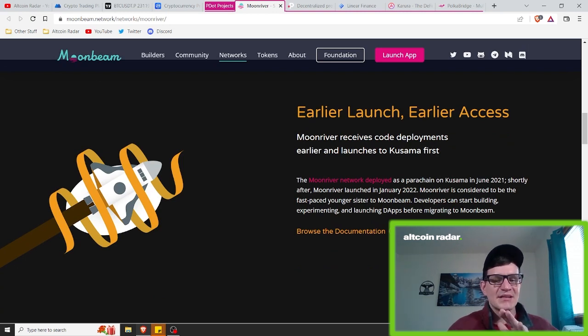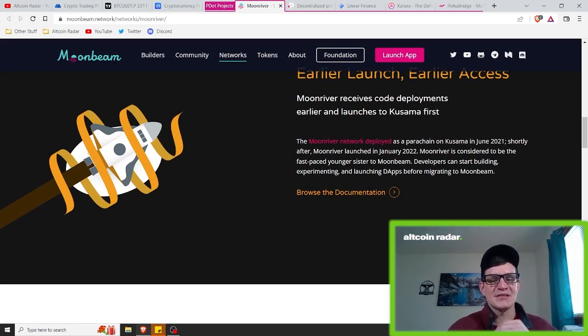Now, this might sound kind of confusing to some people, but Moon River is intended to function as the canary network for Moonbeam on Polkadot. And if you're not familiar with what a canary network actually is, on a super basic level, it's basically just a testing environment for projects to safely test features and functions that they intend to be implemented in their dApps before being shipped on Moonbeam, okay?